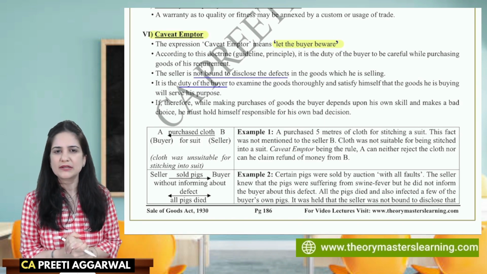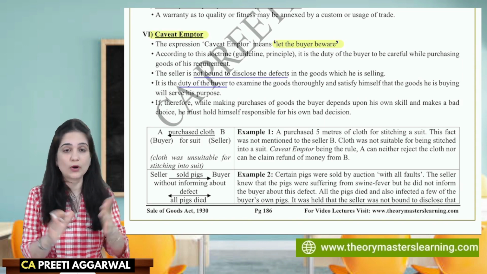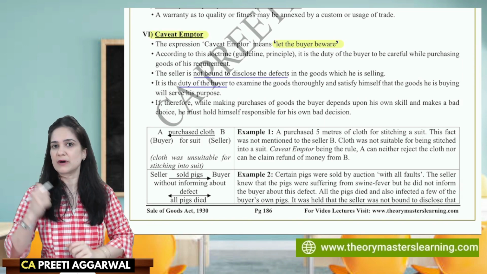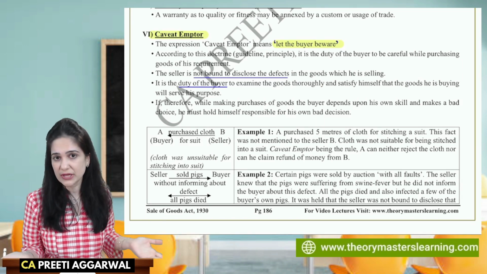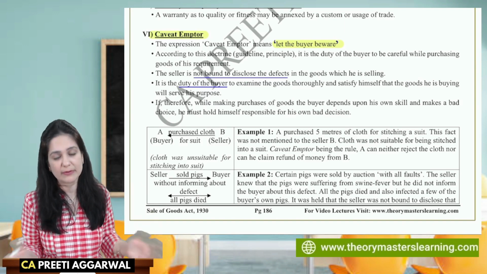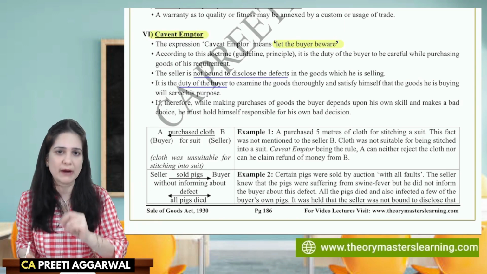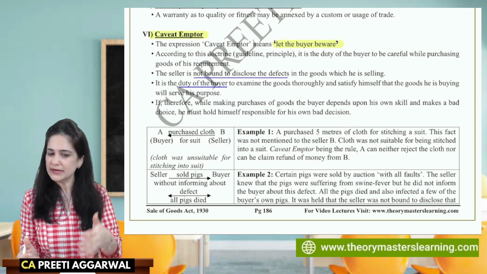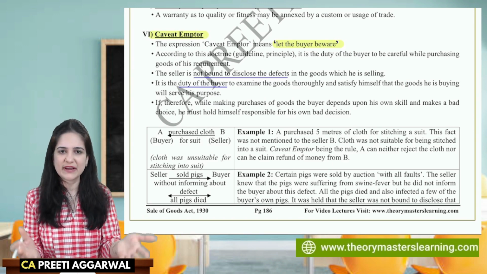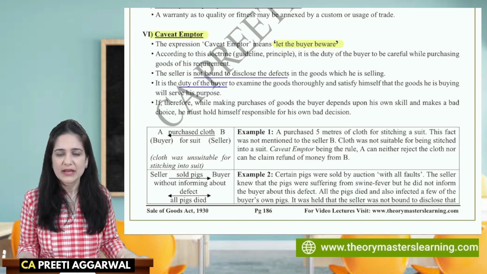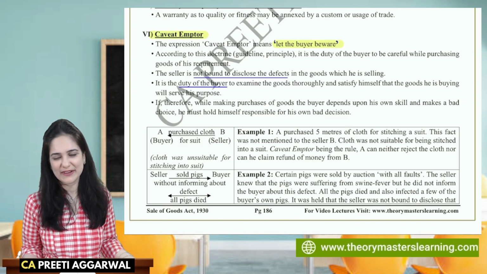In today's market, students, this may not apply because it is a buyer's market. Buyer is the king in today's market because there are so many sellers available. You have so many choices. Nobody wants to lose a buyer. So in today's market, many a time you will find that caveat emptor does not apply. In fact, it is the seller who has to be aware now.